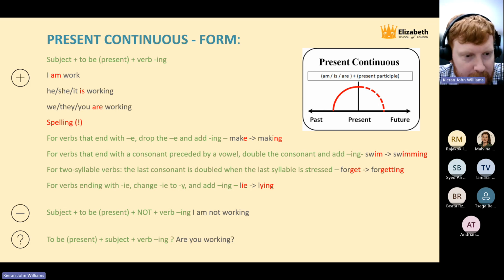Now it gets more complicated. So let's go slowly with this one. For verbs that end with a consonant preceded by a vowel. So that means if at the end of the word there is a vowel and then a consonant, then you double the consonant and add ing. All right. I think that needs a bit more explaining. So we have the verb here, swim. So the last two letters, we have I, which is a vowel. And then after the I, we have a consonant, which is M. If we have that situation, then we double the letter.